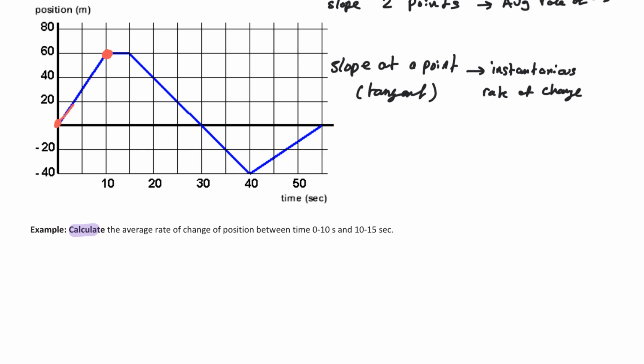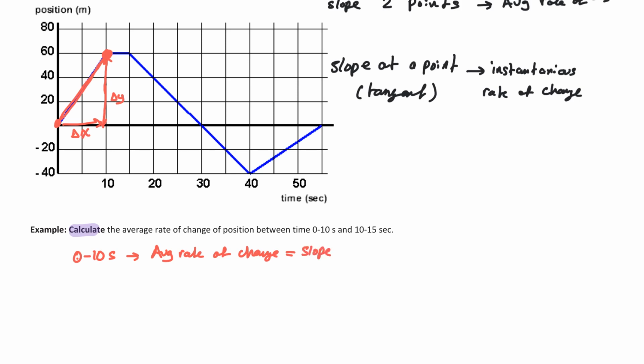We have to find the slope between these 2 points. The slope is the change in y over change in x, or rise over run is another way of looking at it. So between 0 to 10 seconds, we will take the average rate of change will equal to the slope.